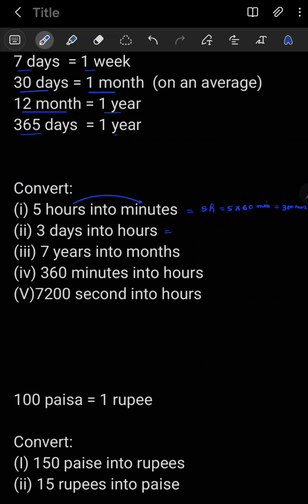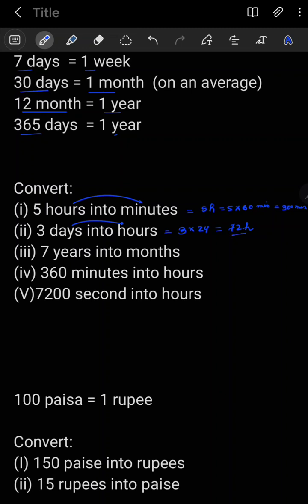Okay, the next question, 3 days into hours. Days is a big unit in case of hours. So 3 into, you have to multiply. In 1 day how many hours? We know that in 1 day there are 24 hours. So if you multiply 24 into 3, it is 72 hours. It means in 3 days there are 72 hours.